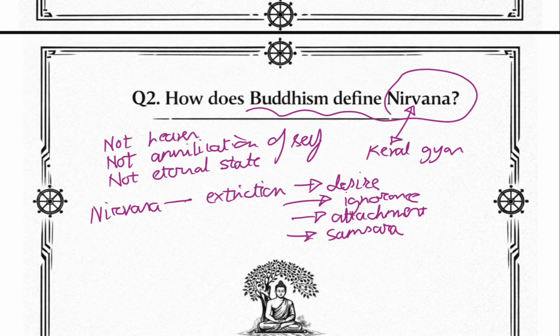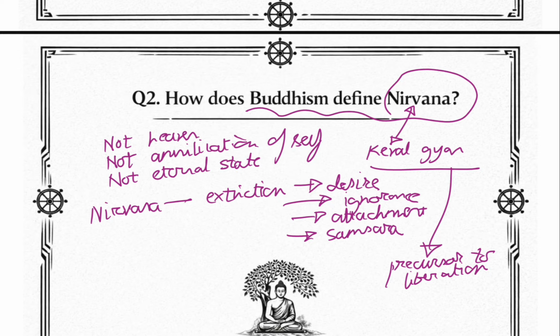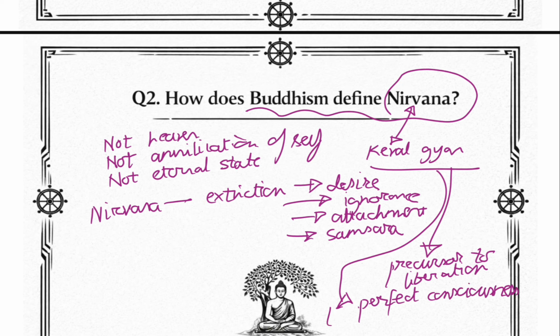Keval Gyan, on the other hand, is the knowledge that makes one free. So what is Keval Gyan? It is the precursor to liberation. It is a precursor to moksha or nirvana. Keval Gyan, in a sense, is perfect consciousness. It is self-realization.